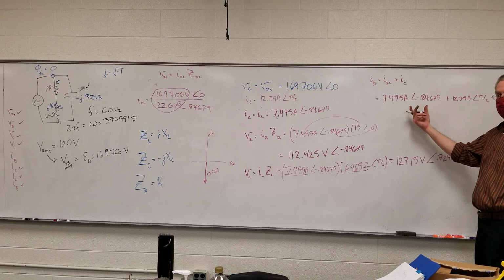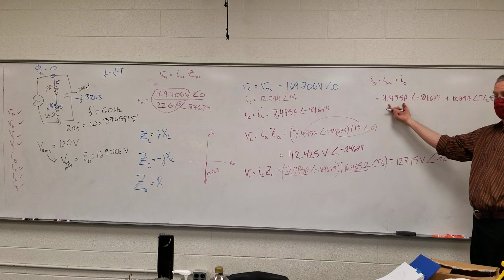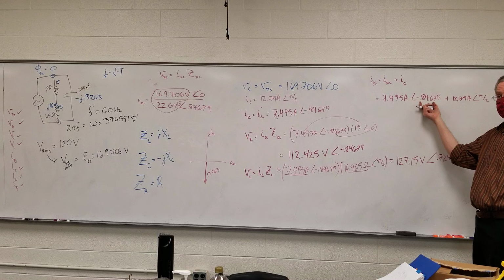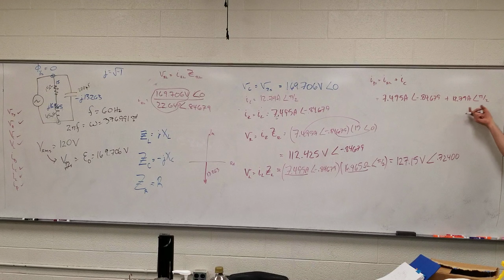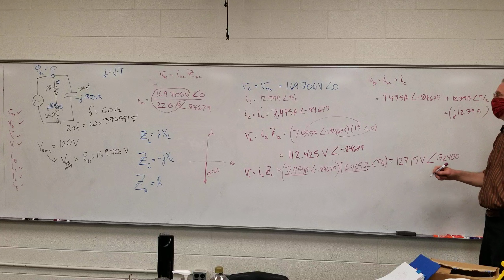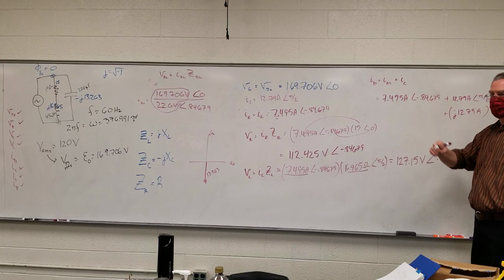And to put it in rectangular form, it's just that times the cosine of that angle, plus that times the sine of the angle, plus, same thing over here. Now this one I can do in my head. So this would be j 12.79, pi over 2, straight up. That one is a fourth quadrant angle, whatever that happens to be.